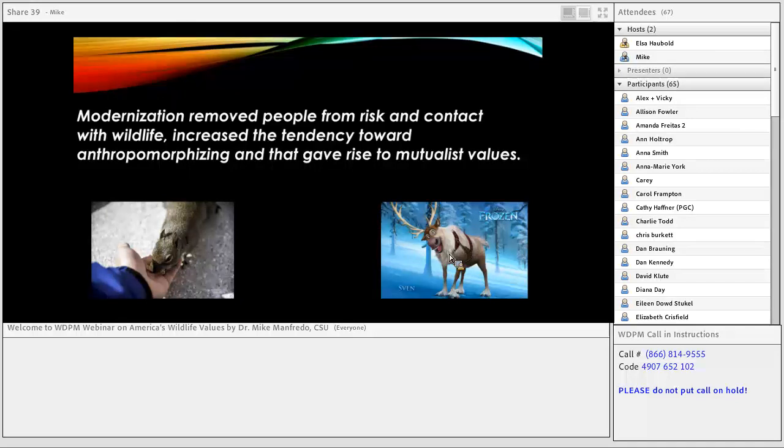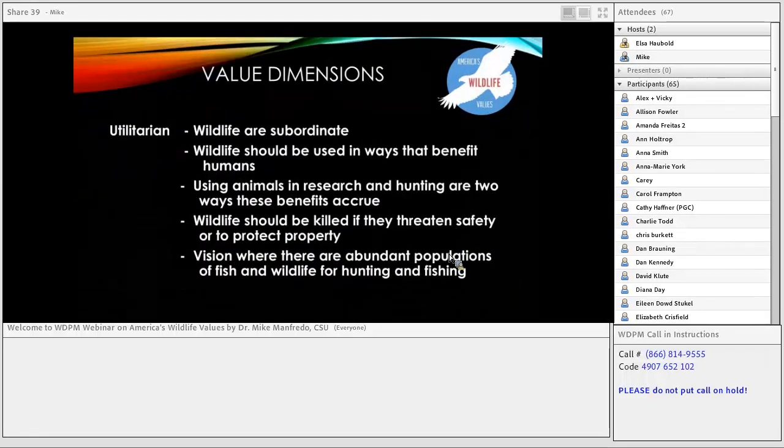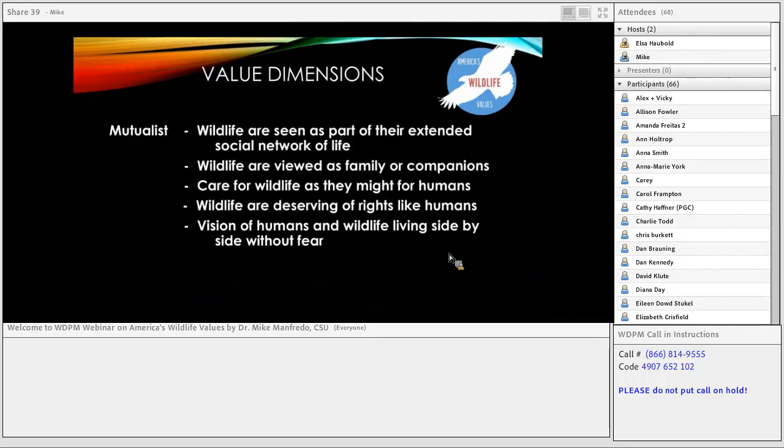Now I've just introduced this term, mutualist values. Let me tell you the two dimensions that we measured in the survey and that we talk about. The first one is the utilitarian domination dimension. In that context, people see wildlife as subordinate. They should be used in ways that benefit humans. Research and hunting are two examples of that. Wildlife should be eliminated if they threaten safety, or should be eliminated to protect private property. And there would be this vision where, in the future, there are abundant wildlife populations for hunting and fishing or whatever uses we deem appropriate.